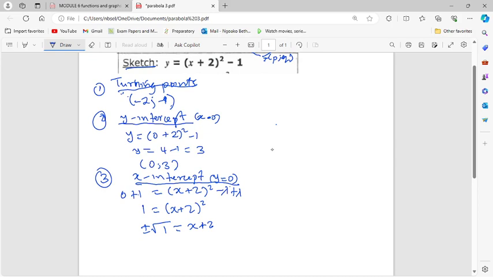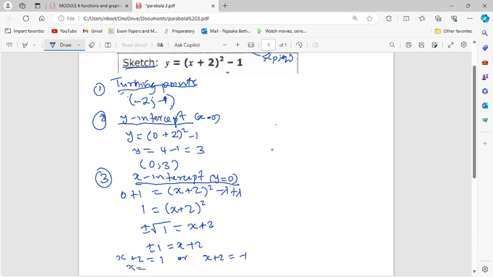Then now what is this one? It is plus minus 1 equals to x plus 2. Now we do the same of taking 2 to the other side, but let's separate this. We'll have x plus 2 equals to 1, or x plus 2 equals to minus 1.